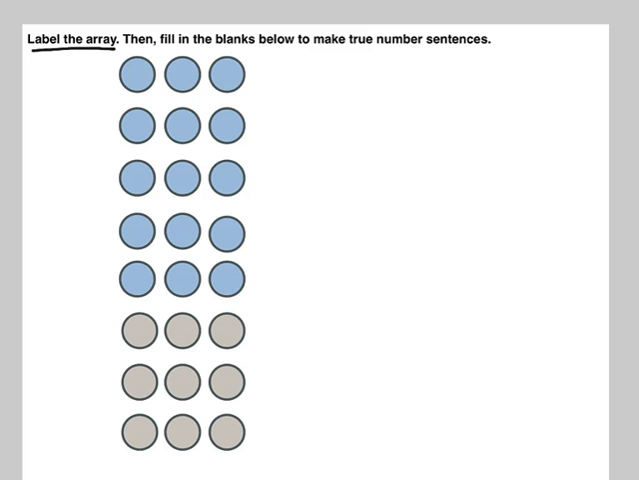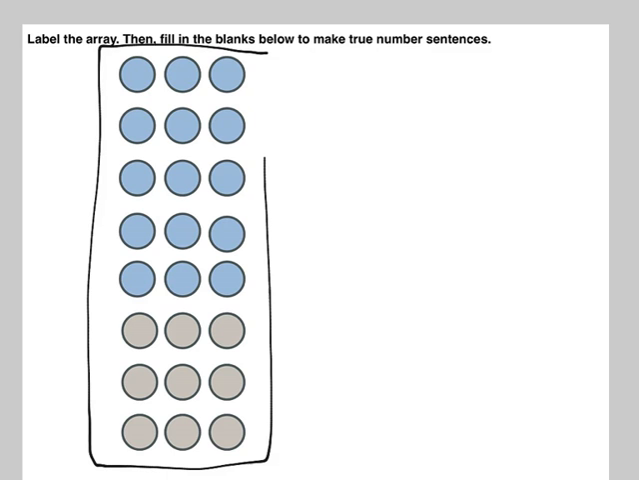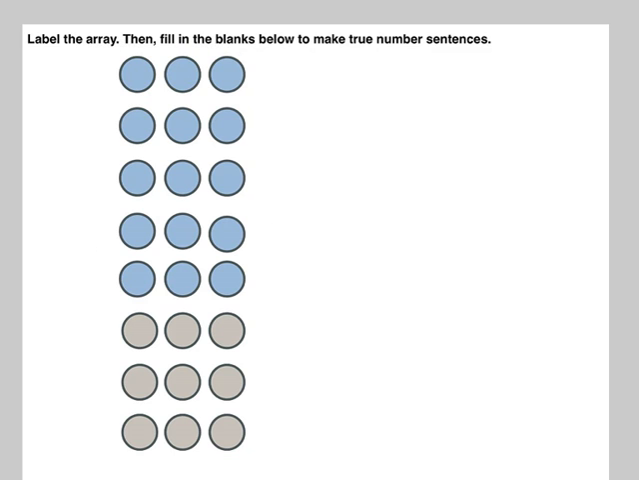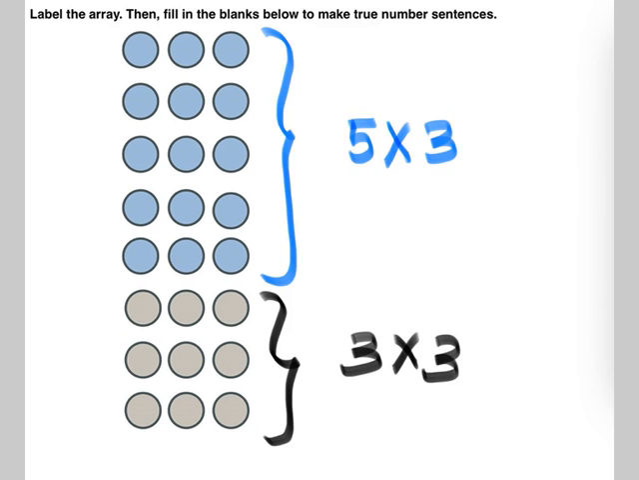Label the array, then fill in the blanks below to make true number sentences. What is being asked is, we have to label the array that you see here. So this is an array that you are going to label. And also you have to make a true number sentence or an equation. Okay, so now let us label it.